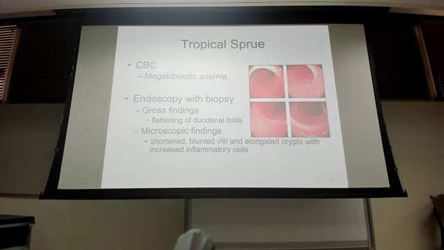Diagnosis is usually endoscopy with a biopsy, looking at it under a scope. The classic finding is going to be flattened duodenal folds, shortened villi, and inflammation. So it sounds a lot like celiac under the microscope as well, correct? Shortened, blunted villi.